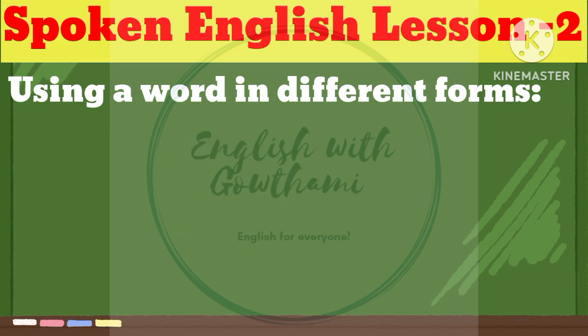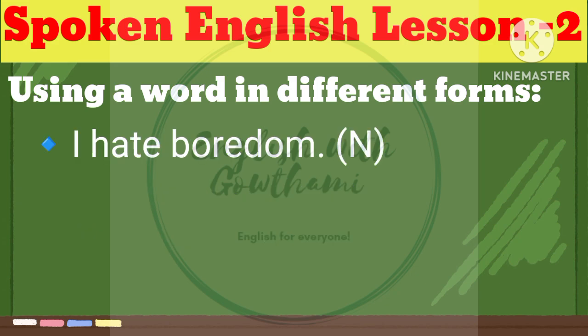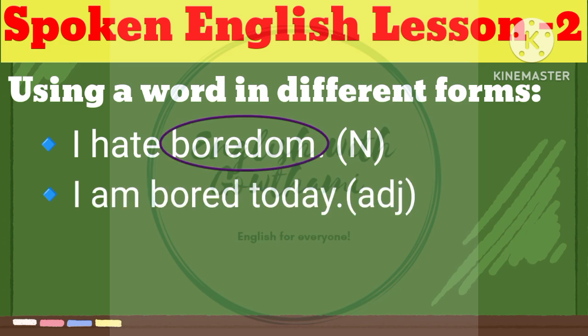Another example, boredom is a noun. Bored, boring are adjectives. In the same way, bored, boring can also be verbs. Let us see how we can use it. I hate boredom. Boredom is a noun. Okay. I am bored today. Bored is the adjective, the ED form adjective.